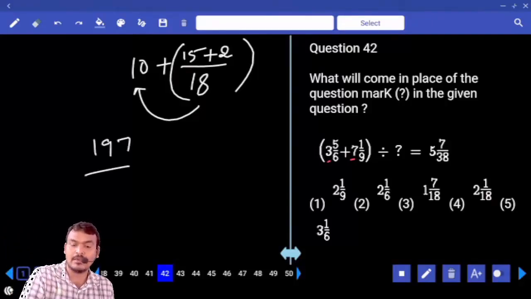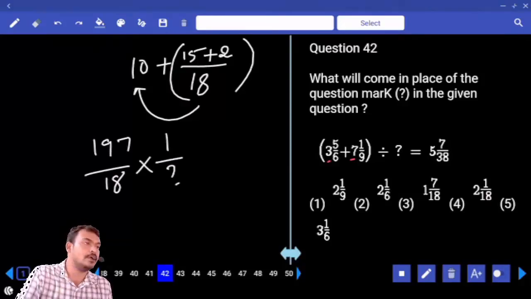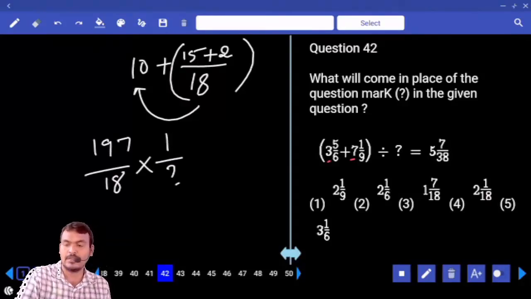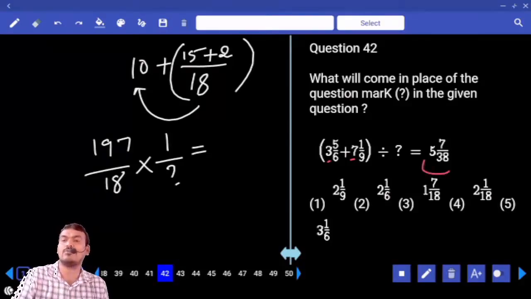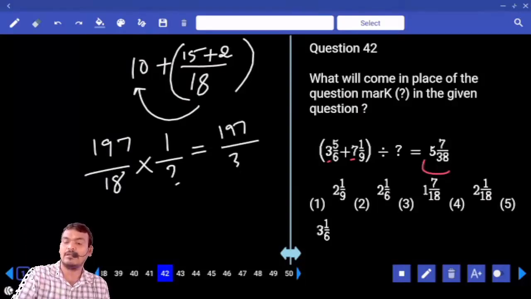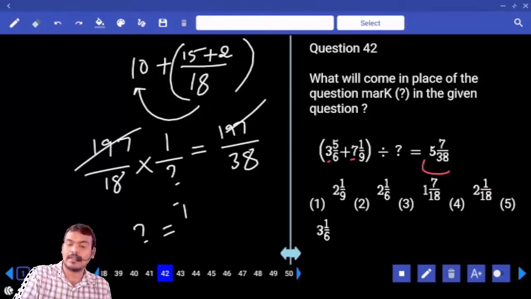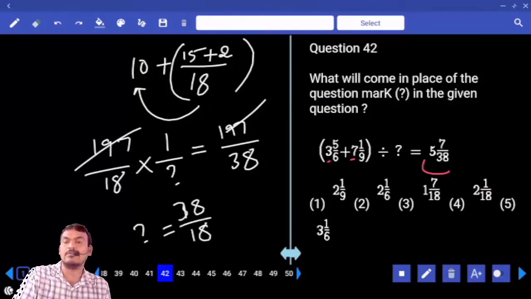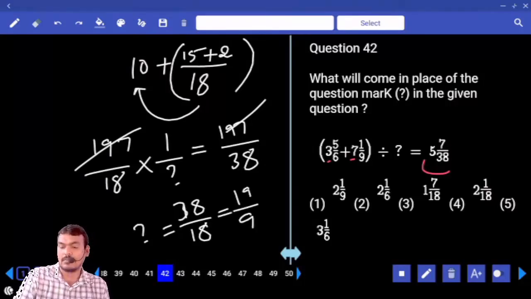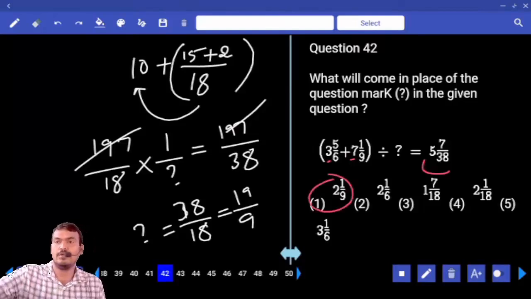197 by 18 into 1 by something. It is equal to 38 5 times how much? 190 plus 7. 197 by 38. Left hand side, right hand side. 197 cancels. Then something is equal to 38 by 18. 38 by 18 means 19 by 9. How many options? Only the first option.